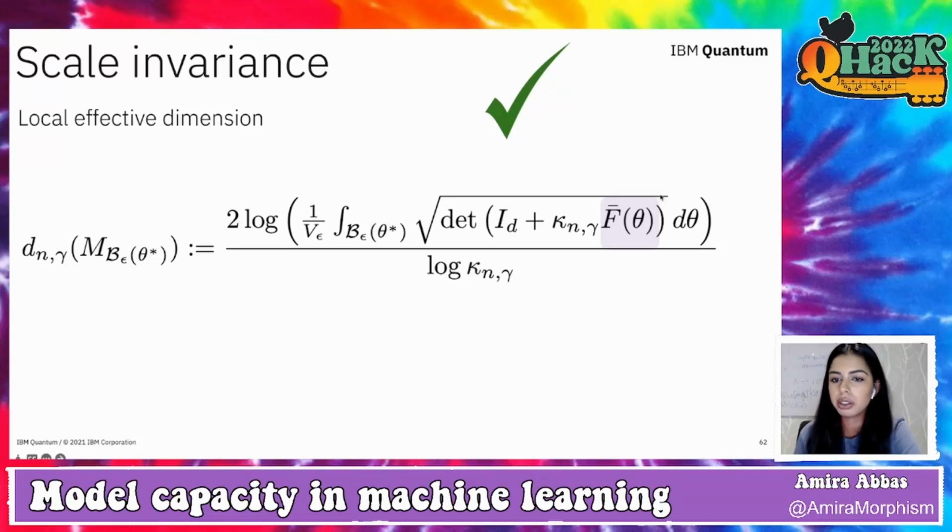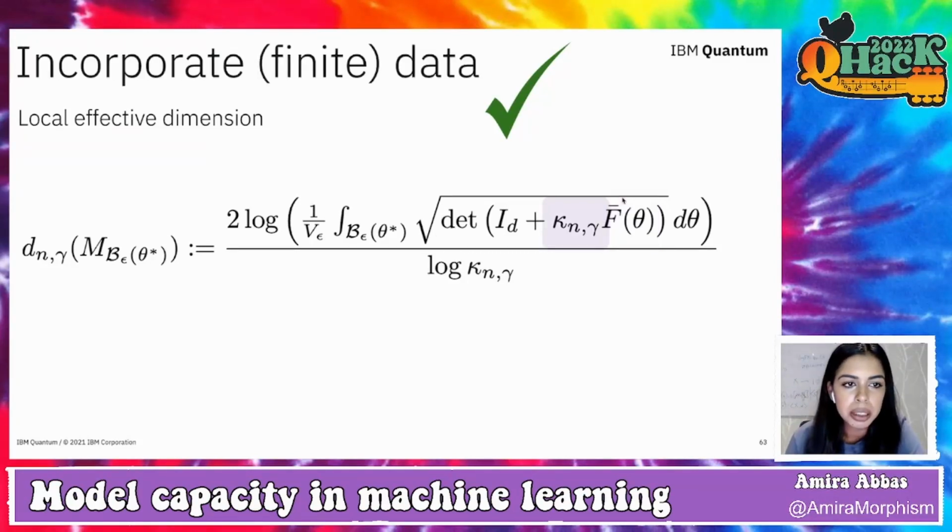And thanks to the Fisher information, the effective dimension is scale invariant, because the Fisher information is scale invariant. It has this nice property of scale invariance inherently in it. So this box is ticked as well. And the incorporation of finite data is also imposed in the effective dimension, because remember I said that the number of data available to us controls this scale parameter that tells us how many eigenvalues in the Fisher information are important. So the local effective dimension is actually designed to handle finite data. It's very good for that.